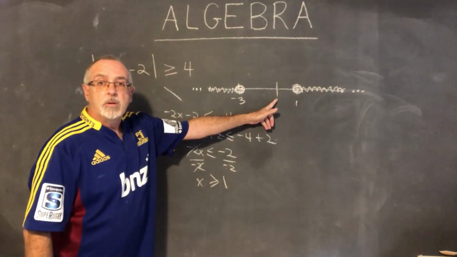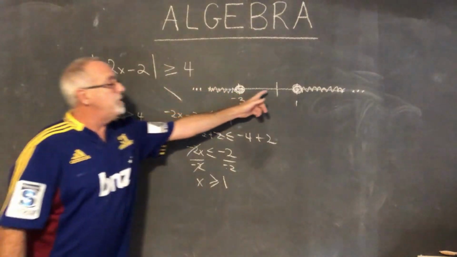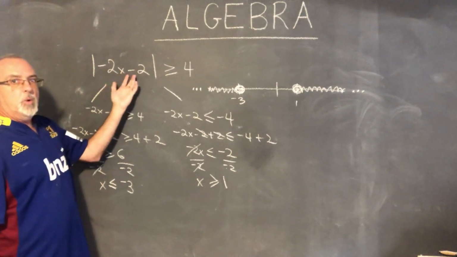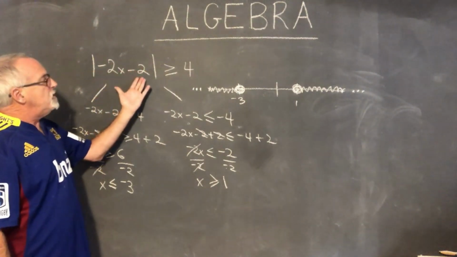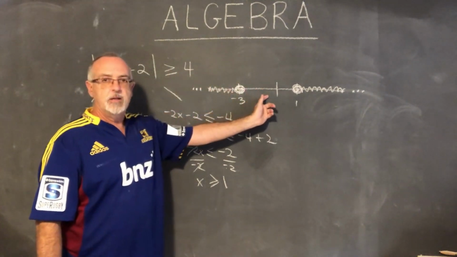Let's try 0. It's supposed to not give a correct answer when we plug it into here because it's not part of the answer. Negative 2 times 0 is 0, and 0 minus 2 is negative 2. The absolute value of negative 2 is 2. 2 is not greater than or equal to 4. So it's good that I did not shade the 0.